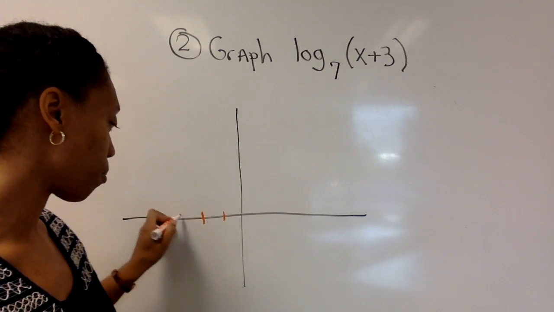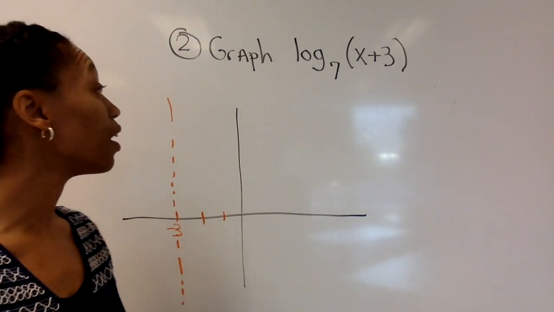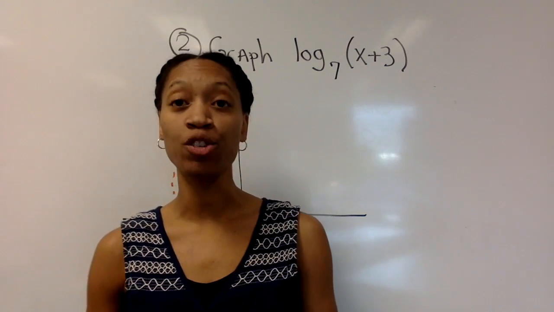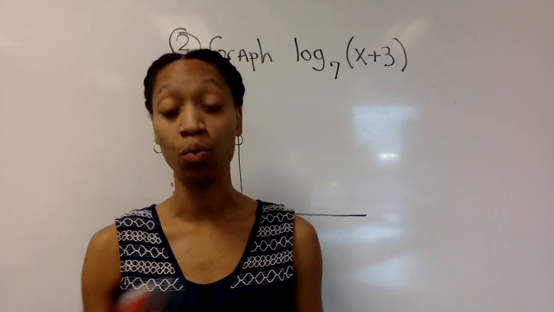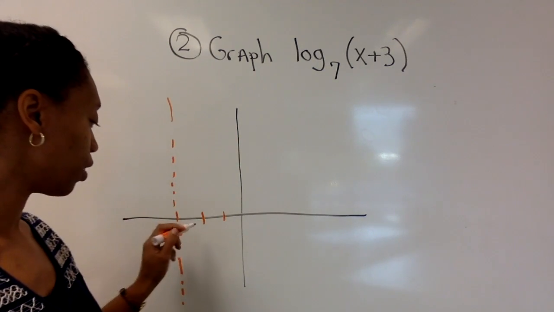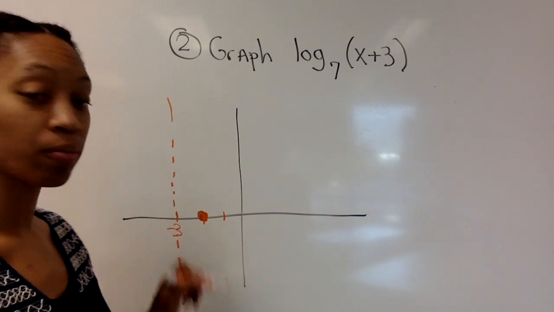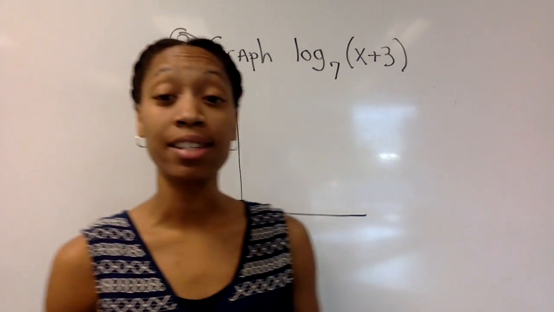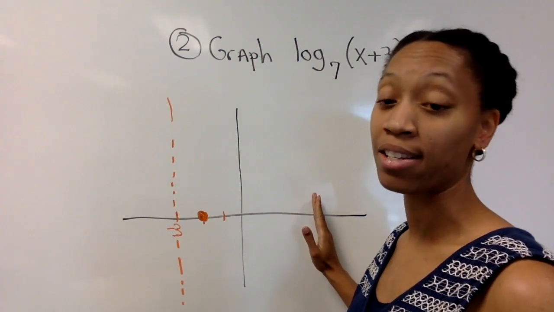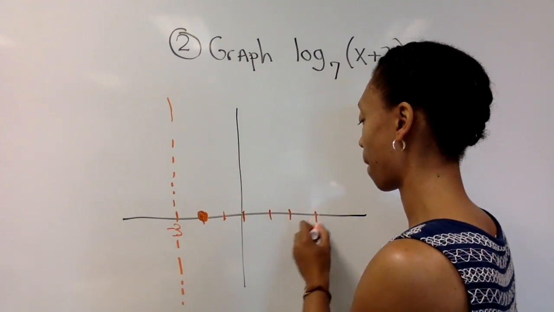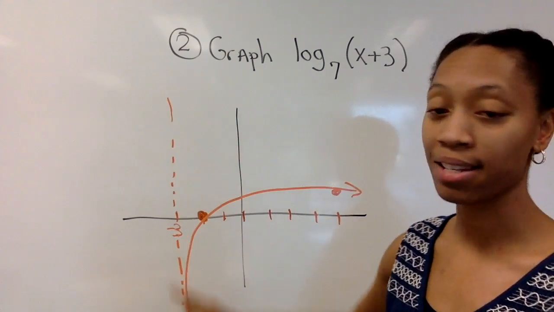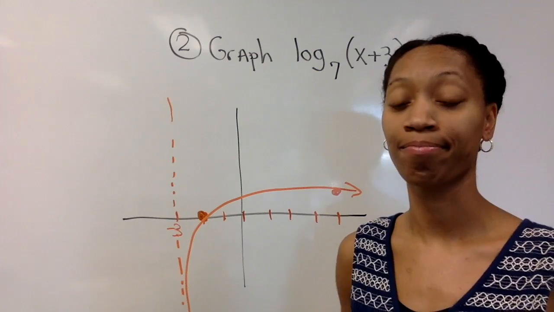Move it over 3. All right, so now let's put the parent function points. I know that the first point is usually at (1, 0). So starting from my new asymptote here, I'm going to come over 1, and there's my point. And then, since the base is 7, I can come over 7 from my asymptote and up 1. And once I have those 2 points and my asymptote, I can just draw the graph.